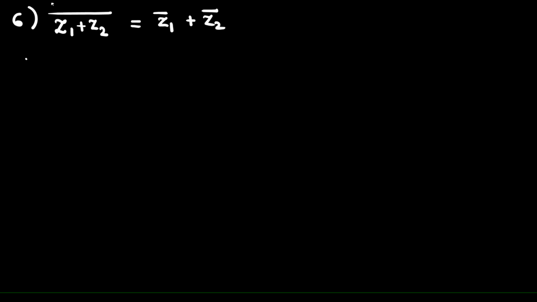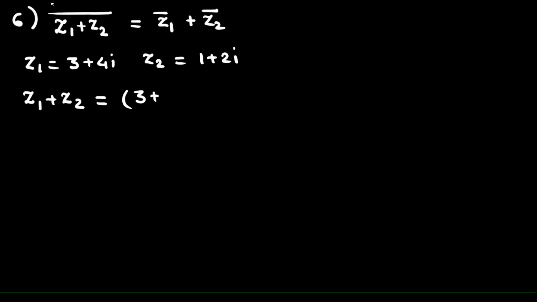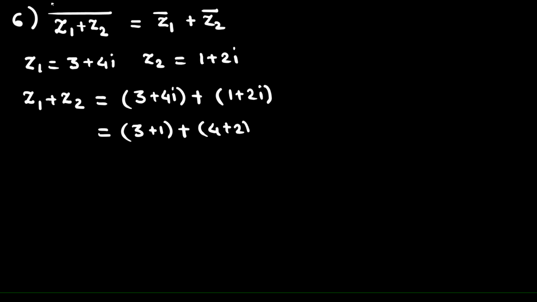For example, now I consider z1 is equal to 3 plus 4i, and then z2 is equal to 1 plus 2i. Then first of all we'll find the value of z1 plus z2, that will be equal to 3 plus 4i plus 1 plus 2i. That means the addition of the real parts 3 plus 1, then plus 4 plus 2 and then i. So we get 4 plus 6i.